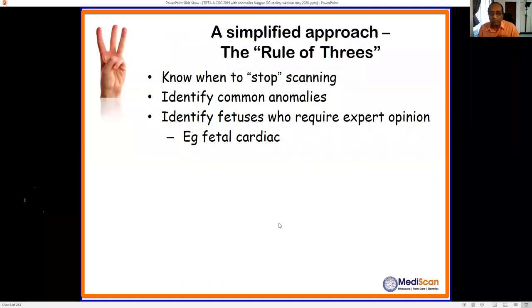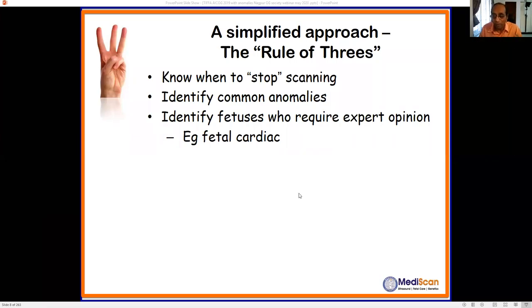Now, I'll take you through a very simple approach, which we call the rule of three approach. Now, let's understand first three things. We all know when we start scanning, but do we ask ourselves when we stop scanning?